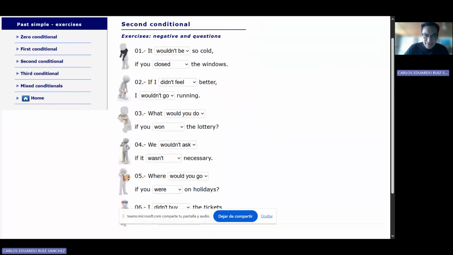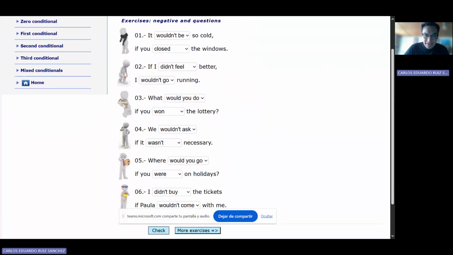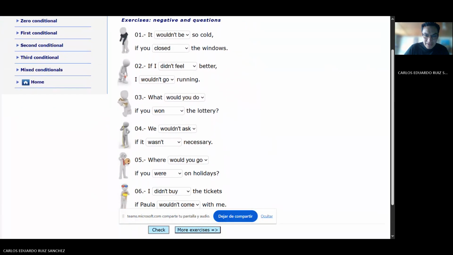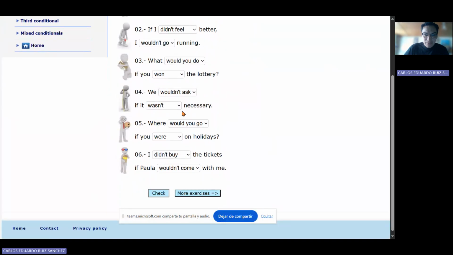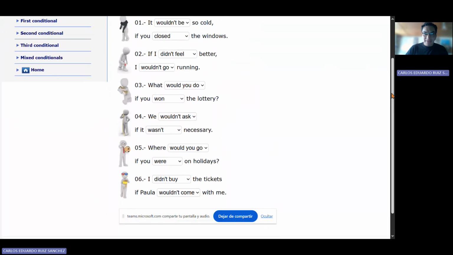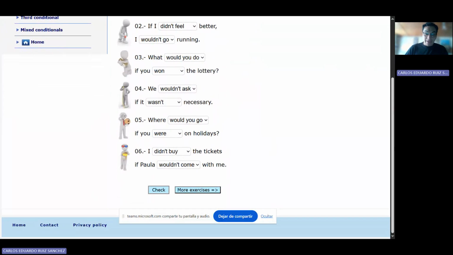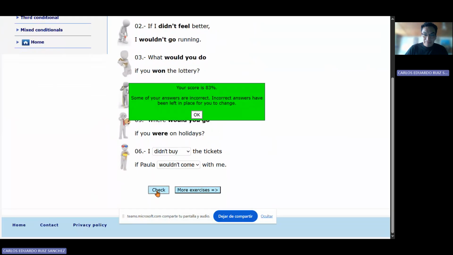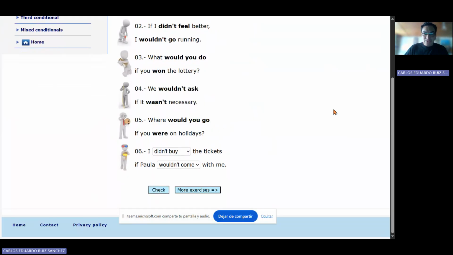And what was the order? Let me check. Here, yes. If with past simple, and here, yes. Is it correct? Okay, we are going to check. Yes. What happened here? The last one.